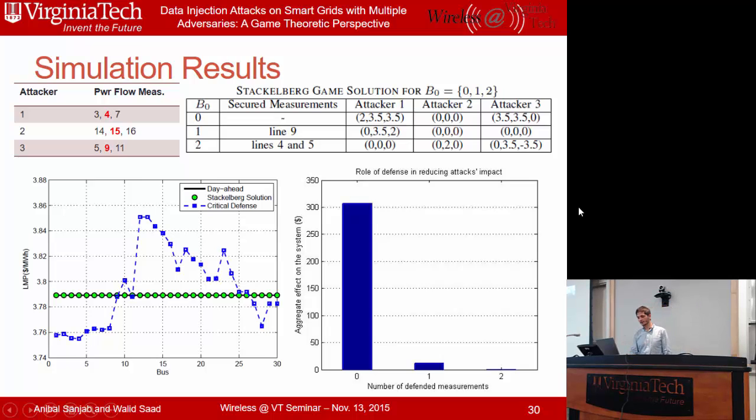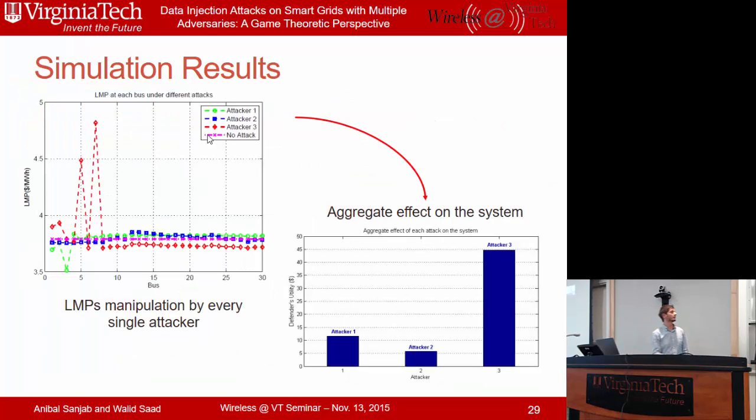So when not defending, we can see that that has a high effect on the system, right? We're not defending at all. The attacks are successful. They were successfully changing the LMPs in the system. There is a high effect on the system. However, by defending only one measurement, and here the optimal way of defending is to place the secure measurement over the line that attacker 3 aims at creating a congestion hat, which is the one that's the worst case, right? You can see here that attacker 3 has the highest effect on the system. So in that case, defending the one that's most critical is actually the best way of defending.